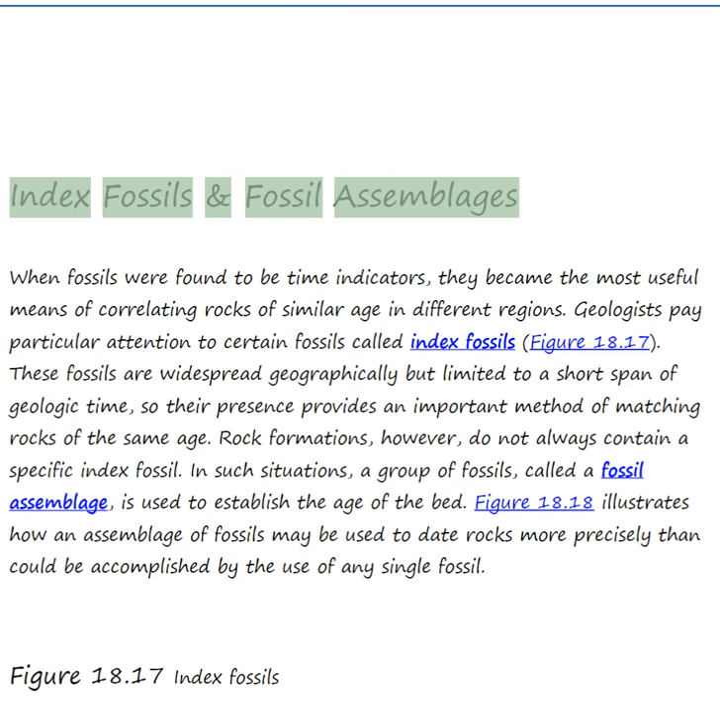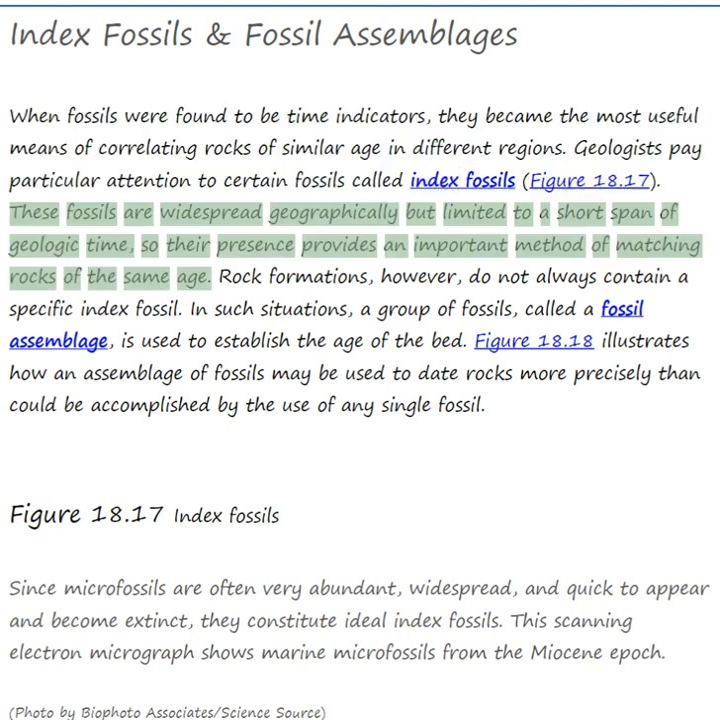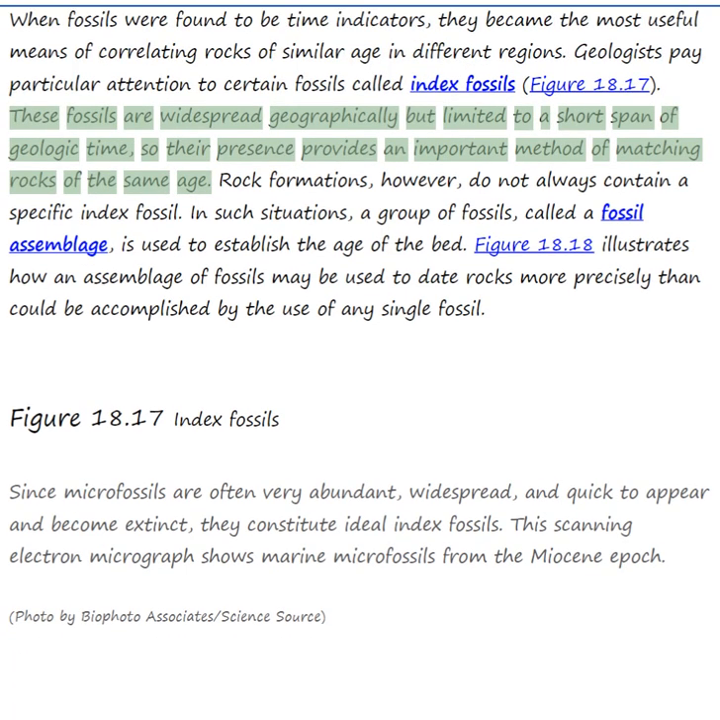Index fossils and fossil assemblages. When fossils were found to be time indicators, they became the most useful means of correlating rocks of similar age in different regions. Geologists pay particular attention to certain fossils called index fossils. These fossils are widespread geographically but limited to a short span of geologic time, so their presence provides an important method of matching rocks of the same age.